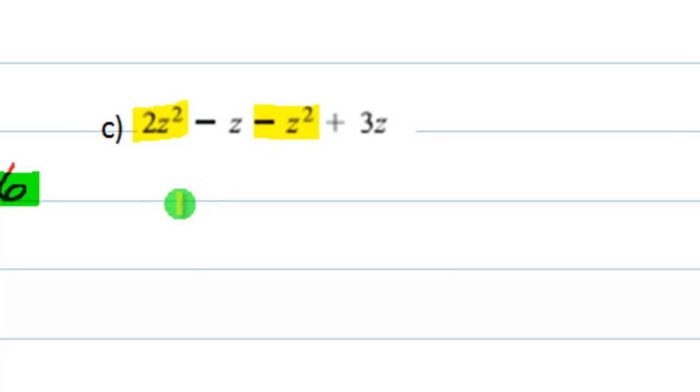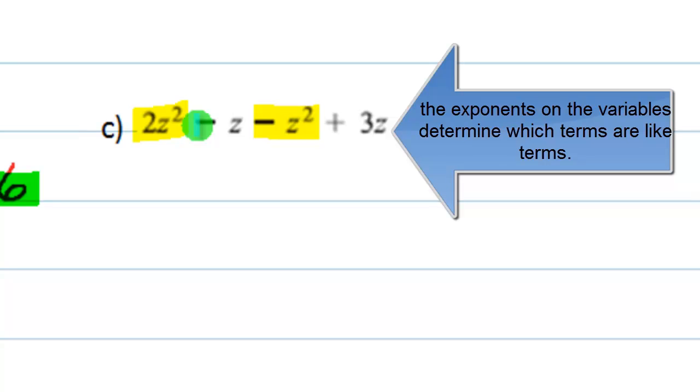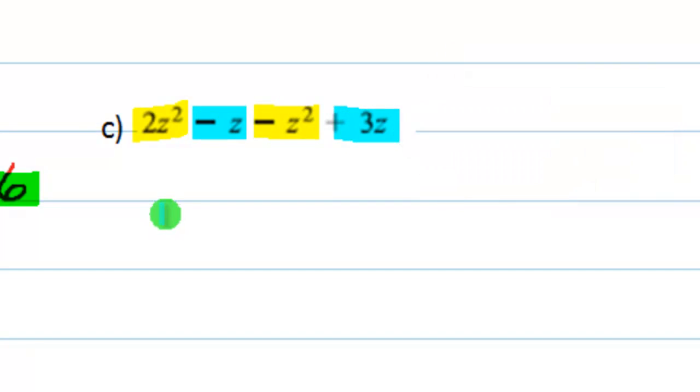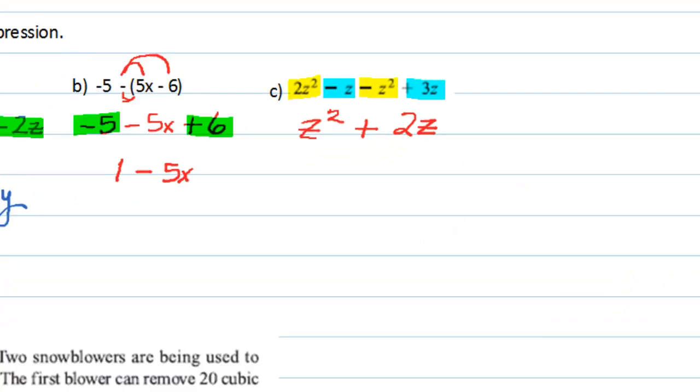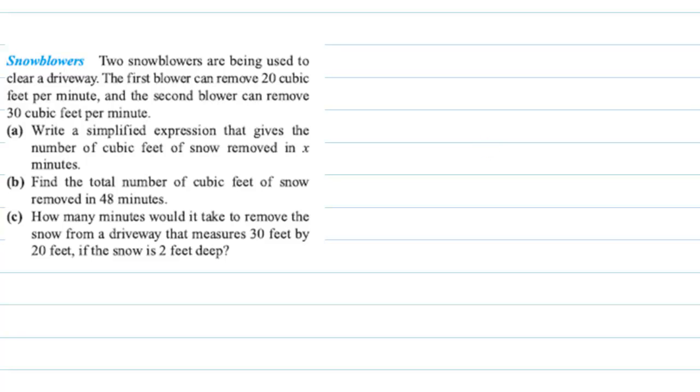In this problem, we have an algebraic expression with 4 terms. 2 of them have z-squares, and they're like terms. And 2 of them have z's, and they're like terms. So we're going to combine the like terms. Remember that coefficient of -z² is like a -1, so we're going to write 2 minus 1, which is 1z², or just z². And -1z plus 3z is a positive 2z. And these are not like terms because of the exponents, so we're done with that one.